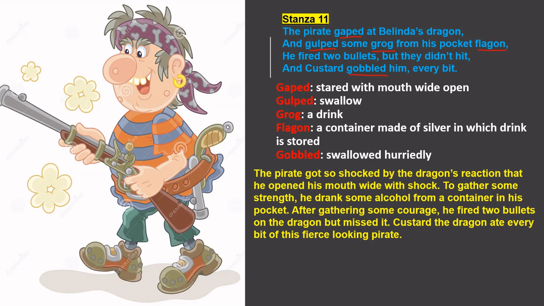So what did he do? After that he fired two bullets at the dragon but missed it. Custard the dragon ate every bit of this fierce looking pirate. So by then Custard had already attacked the pirate and eaten him, every bit of him.